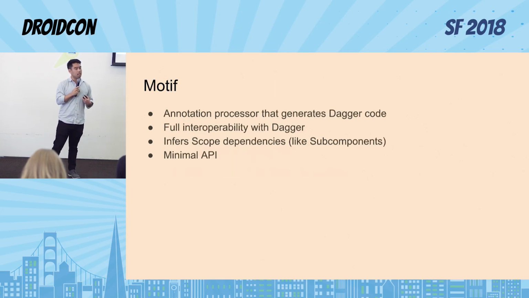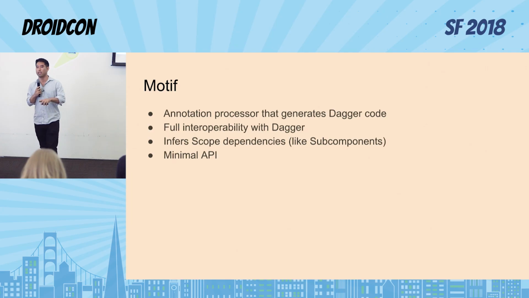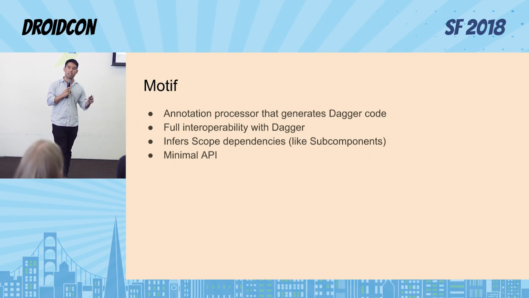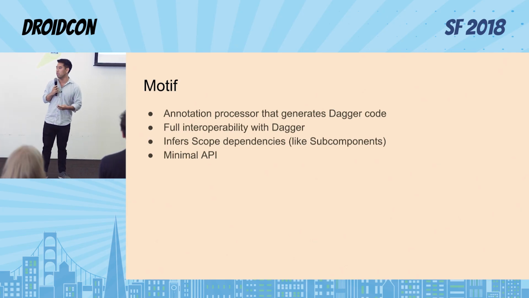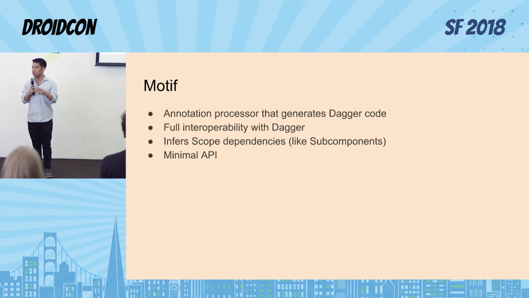Motif is an annotation processor that generates Dagger code under the hood. And in fact, it's generating code that's very similar to the code that we would have written manually. And we'll take a look at Motif's API in a little bit. But first, I'll just point out a couple other things about Motif.